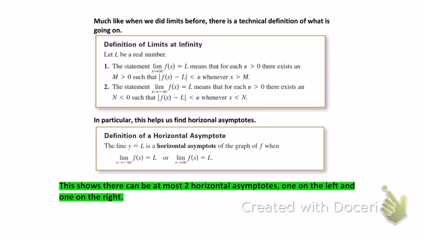Here's a technical definition of what's going on. The limits at infinity, kind of a misnomer because we never reach infinity. This is always as x is approaching infinity. And it looks a whole lot like the definition of limits that we've seen before. Then the second box is telling us about horizontal asymptotes. The important thing to take away from that is, at most, we can have 2 of these horizontal asymptotes, one on the left and one on the right. And sometimes those are going to be different.